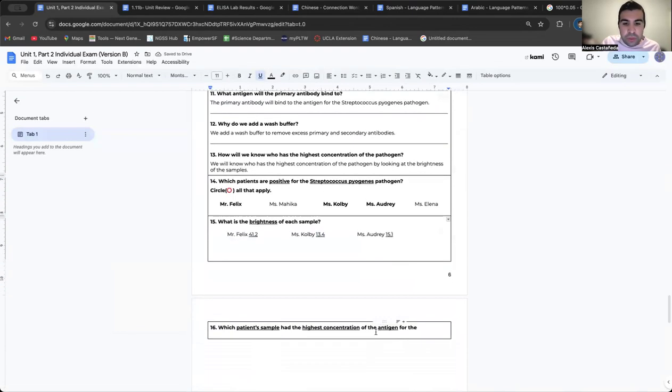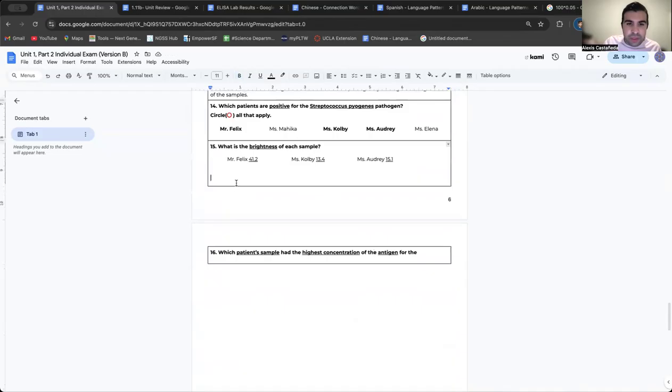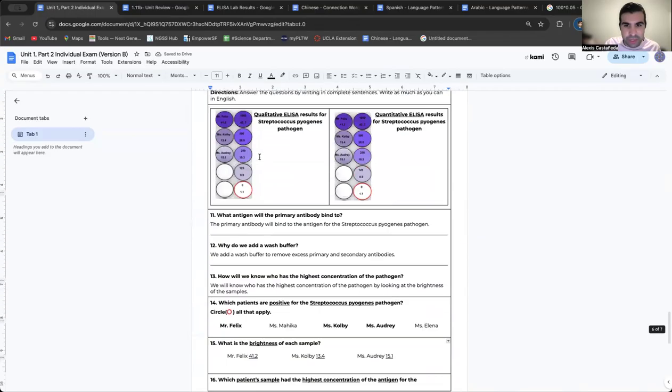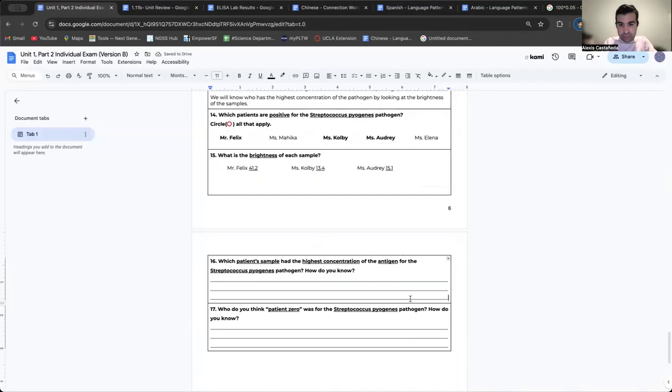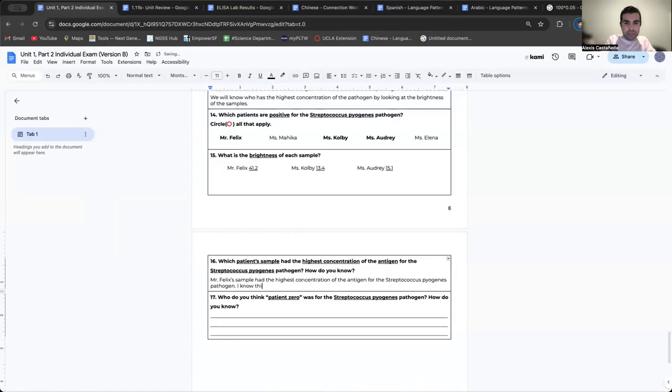Okay, so which sample had the highest concentration of the antigen? Well, we know that's dependent on the brightness, how bright they are. The patient who had the highest brightness in this case was Mr. Felix. He had the brightest sample. His sample has the most color, so that means he has the highest concentration of the antigen. Mr. Felix's sample had the highest concentration of the antigen for the Streptococcus pyogenes pathogen. I know this because his sample is the brightest.